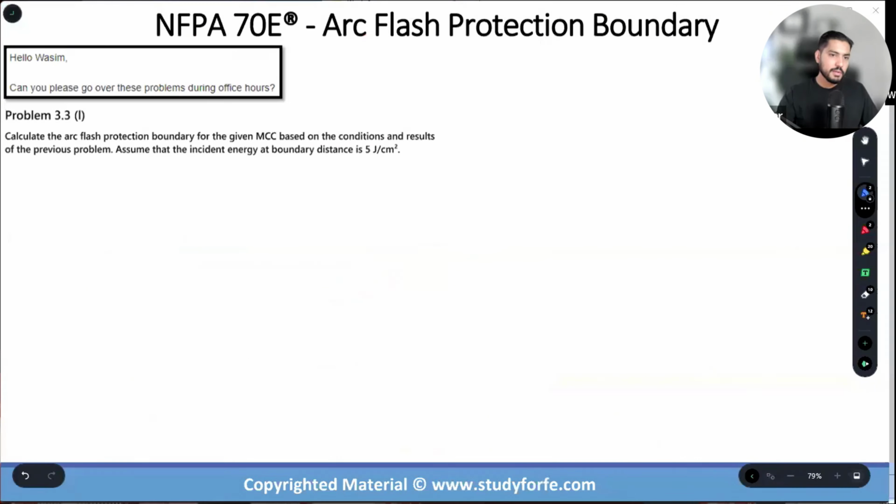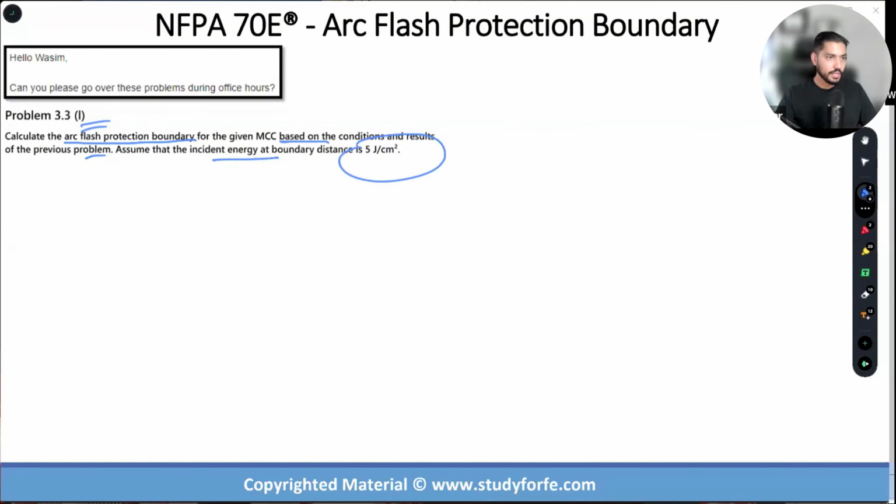All right. And the last but not the least in that same series of problems is 3.3L. Calculate the arc flash protection boundary for the given MCC based on the conditions and results of the previous problem. Assume that the incident energy at boundary distance is 5 joules per centimeter square. So arc flash protection boundary, what happens at the arc flash protection boundary? Why is it so important? Can you give me a number? Do you guys remember there's a magic number when it comes to arc flash protection boundary?